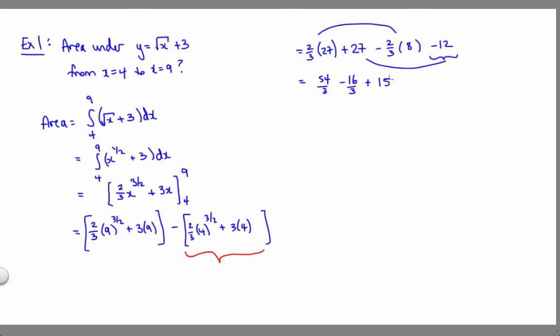We'll have plus 15. So that's looking like 38/3 plus 15. And let's think of that 15 as 45/3. So adding those together, we get 83/3. So that is our final answer in exact form. The area under the function y equals root x plus 3 from x equal 4 to x equal 9 is going to be 83/3.